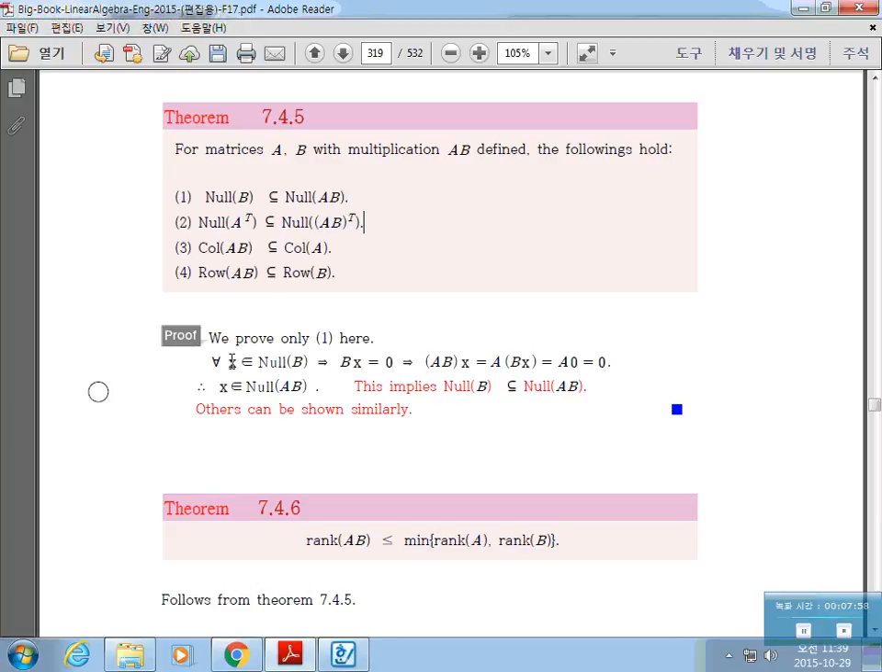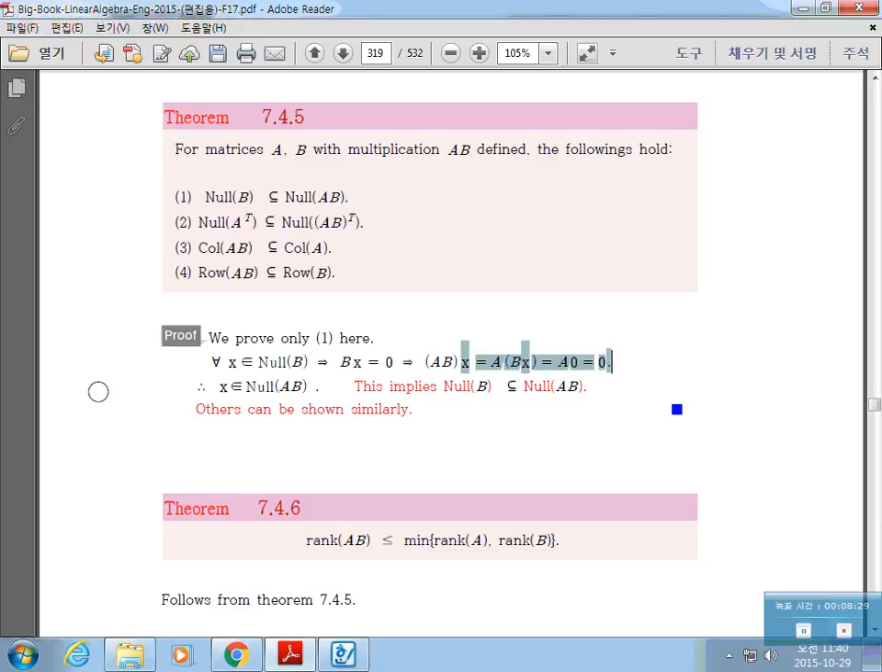Choose an arbitrary vector x from the null space of B. Then what does it say? Bx is equal to 0 because x is in the null space of B. Then multiply A on both sides. Then ABx should be 0 as well. Isn't it? But this can also be written as A times Bx. But Bx is 0 always. So ABx is equal to 0, since A times the 0 vector is the 0 vector.